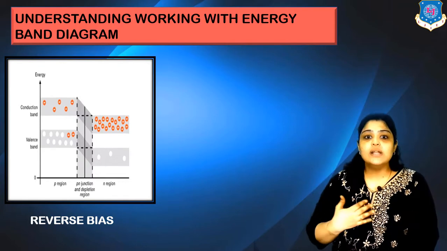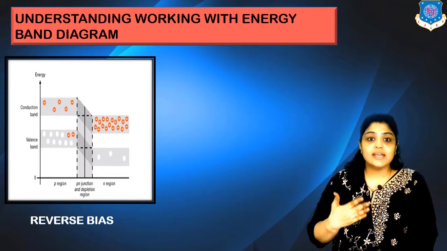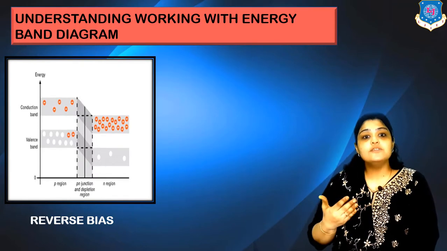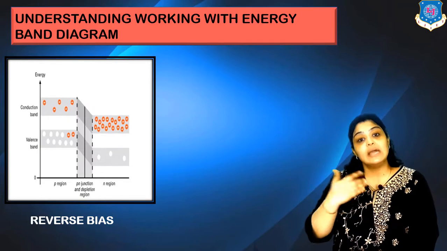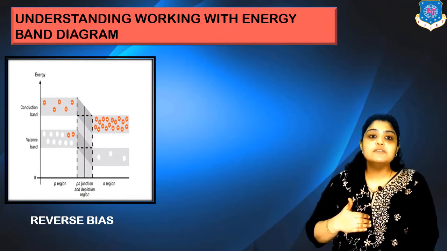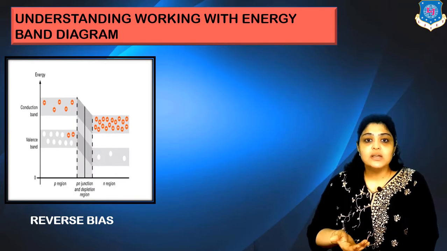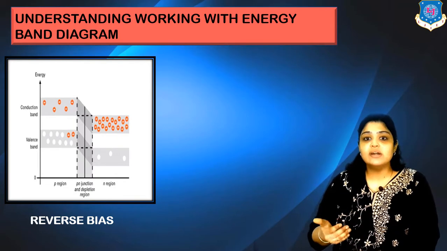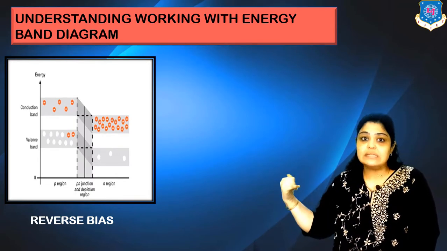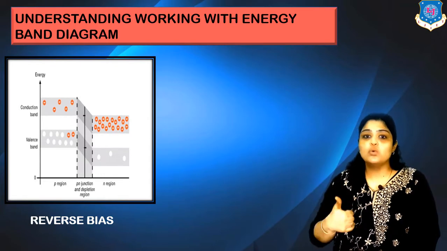And we all know that reverse bias is a connection in which the positive terminal of battery is connected to n-type and the negative terminal of battery is connected to p-type. So in this case, what happens? The majority carriers will move away from the junction. You can see here that there is no conduction.